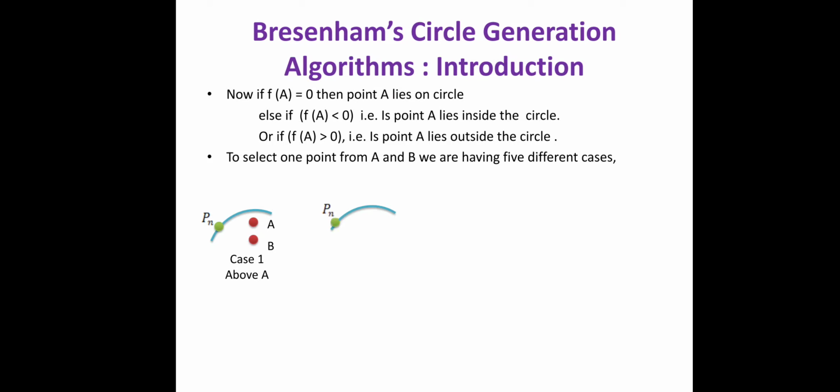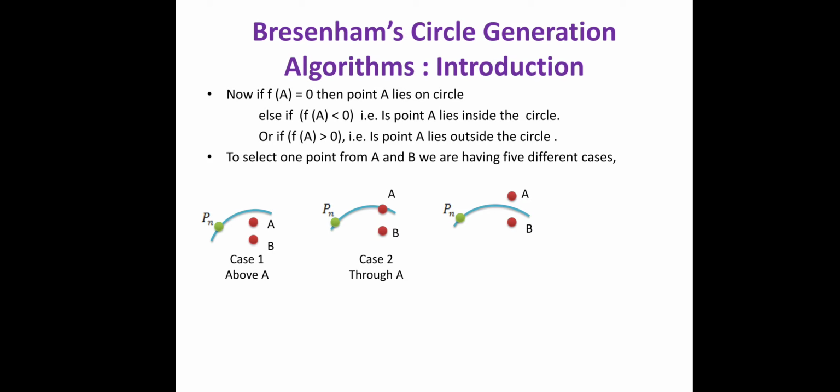Another case is there. This is your point, and you are finding your next point. It may happen that A is on the circumference of the circle and B is inside that circle. So, you will say that the circle is passing through point A, right. The next case can be like this: this is your point Pn, and you want to find out the next point which is lying on the circle. So, this is A which is completely outside the circle, and another point B which is completely inside the circle.